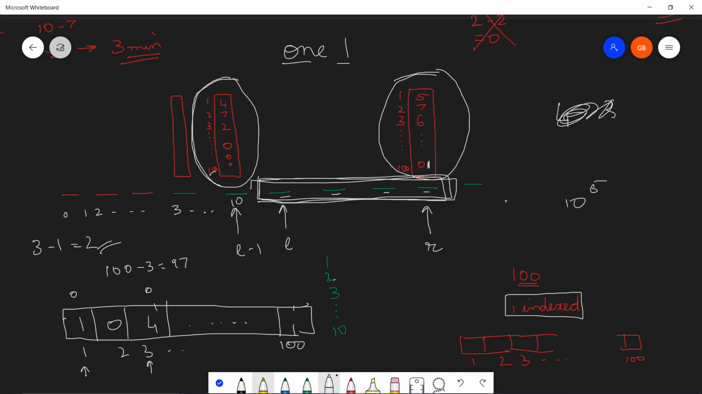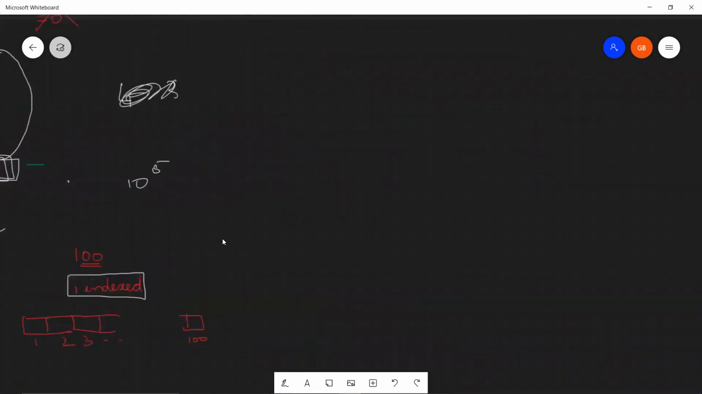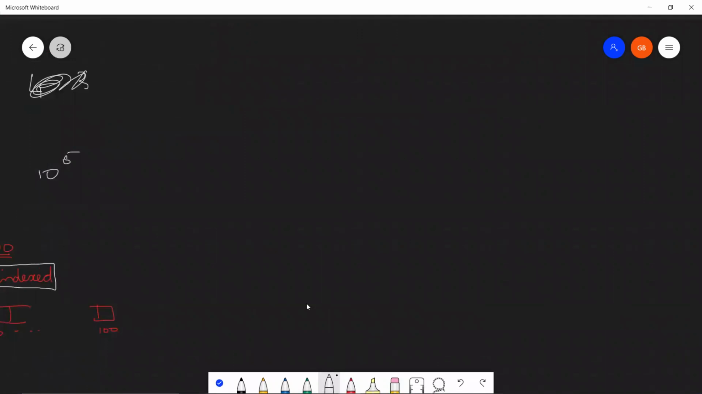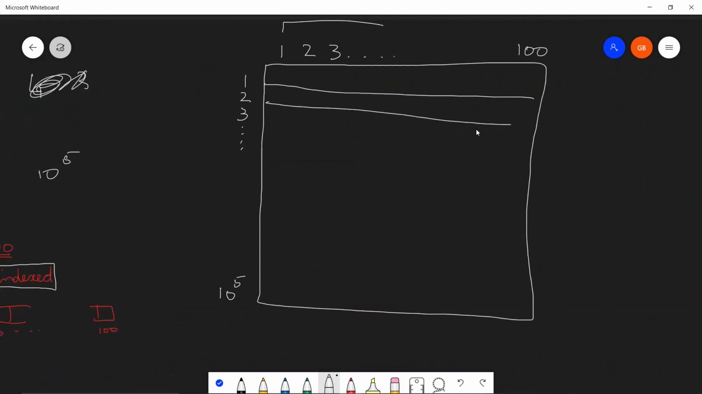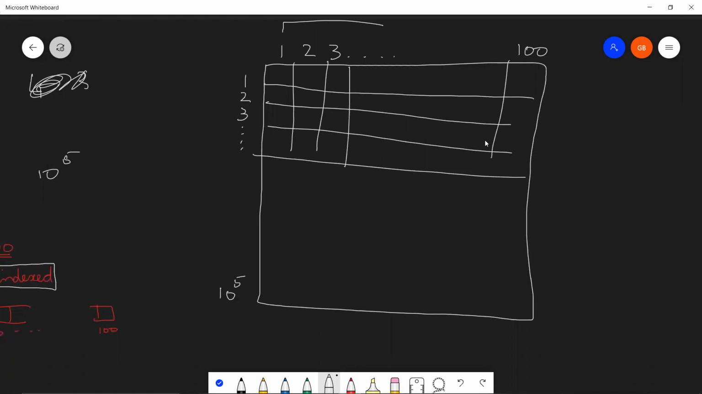So let's discuss a little bit about how you store this huge pre-processed thing. This huge pre-processed thing will actually be a 2D matrix whose dimensions would be 1, 2, 3, dot, dot, dot till 10 to the power 5, and this will be 1, 2, 3 till dot, dot, dot 100. So this is representing nums[i], and this is representing the length of nums. So we have these pre-processed arrays with us, and their sizes are in the range of 100.